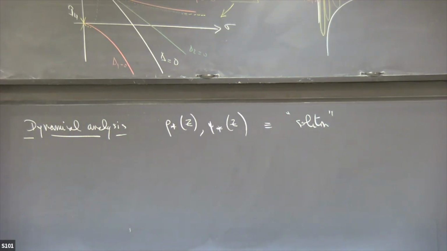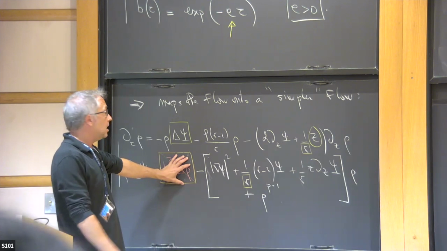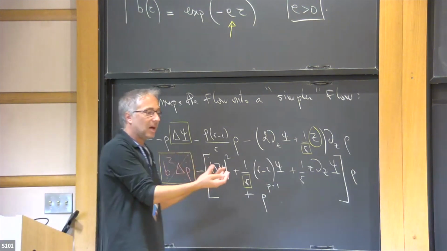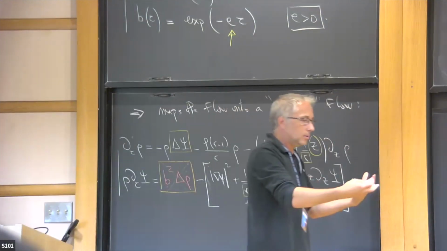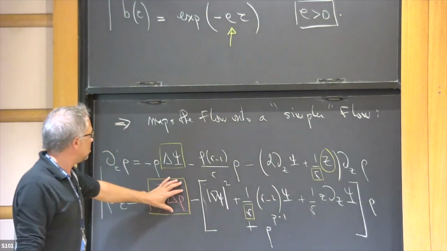And I linearize. For the moment, I ignore this red term. I linearize and I try to control my flow. Okay, and I know exactly what I have to do, because this is exactly the kind of problem that you see in singularity formation problems.